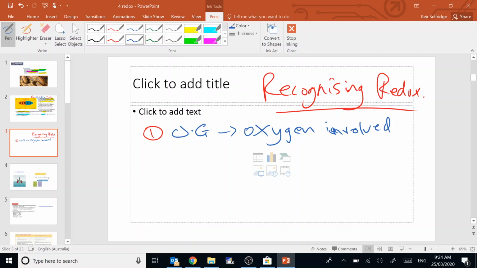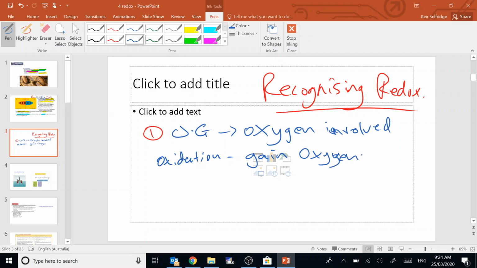So if I have a look at the old school definition, oxidation is where you pick up, gain, oxygens.